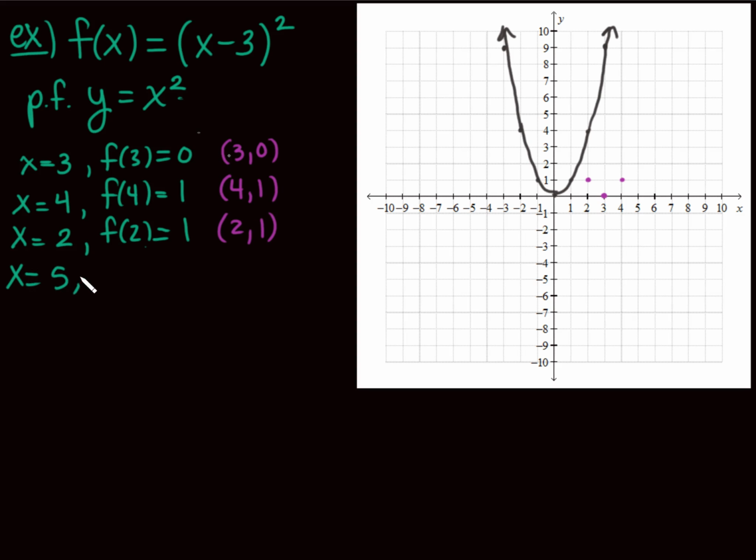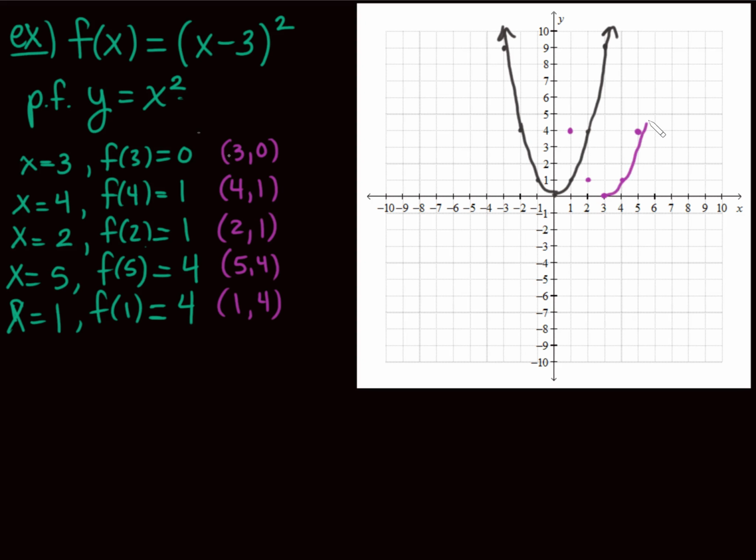What about f of 5? If I put 5 minus 3, that's 2. 2 squared is 4. And x maybe of 1. If x is 1, I get 1 minus 3, which is negative 2, and negative 2 squared is 4. So I have the point 5, 4, and 1, 4. Look at what I can do here: 5 up to 4, and if I'm at 1, I go up to 4. And so here's my graph.